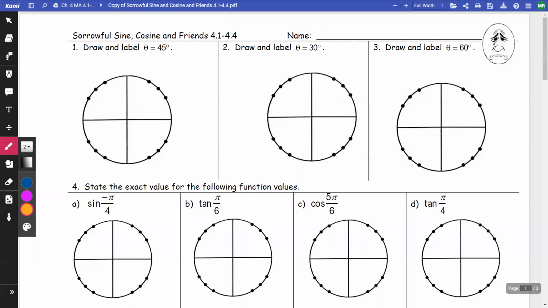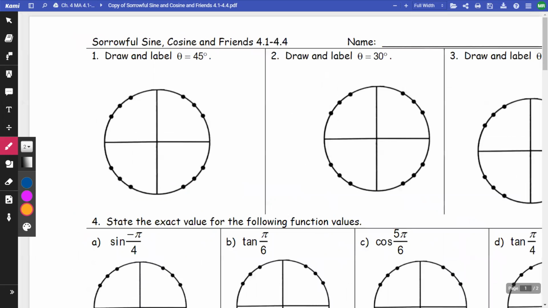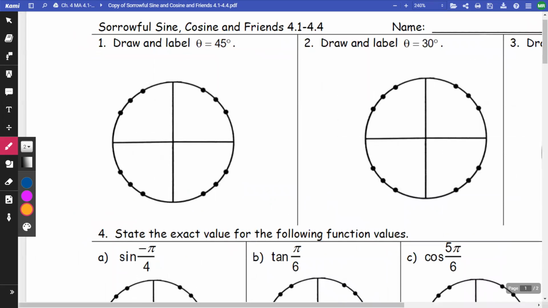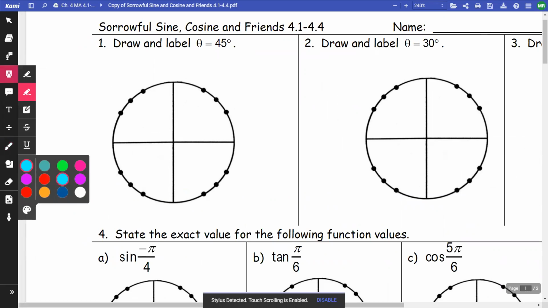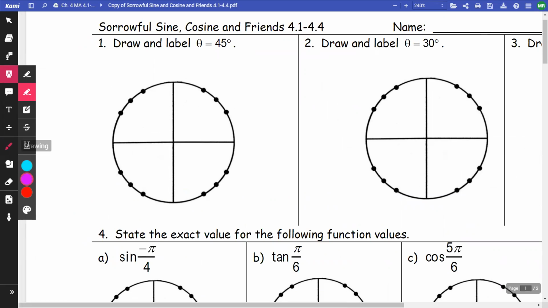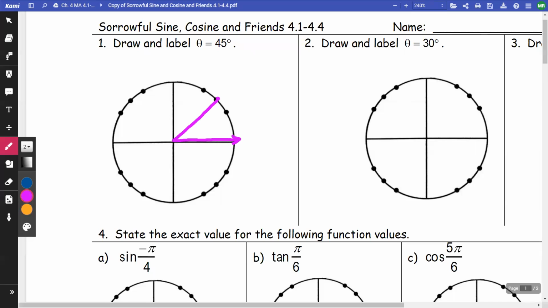This is Integrated 2. This is for the Chapter 4 math, sections 4.1 to 4.4, sine, cosine, and friends. On this first section, they want us to draw and label a 45-degree angle. When we're doing this, we are starting on the positive x-axis, and we're going to end up going to here.